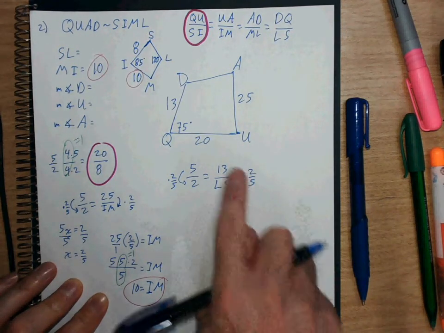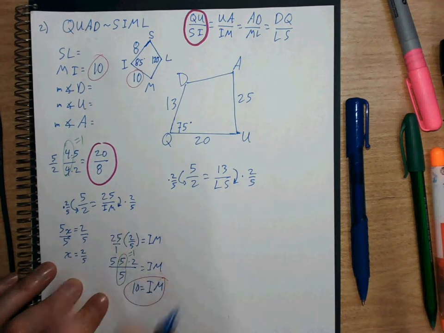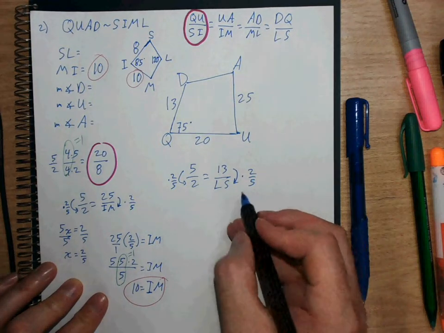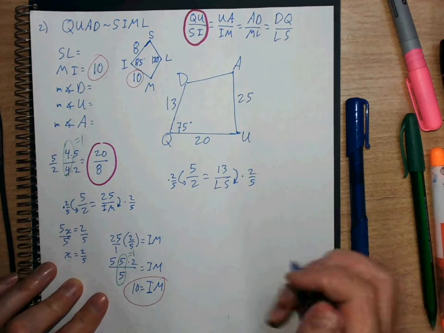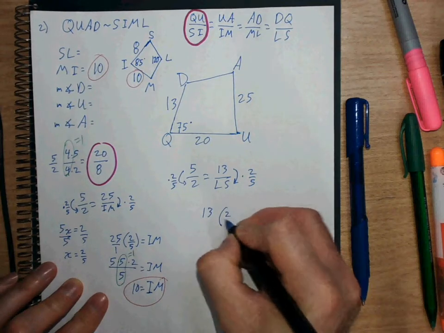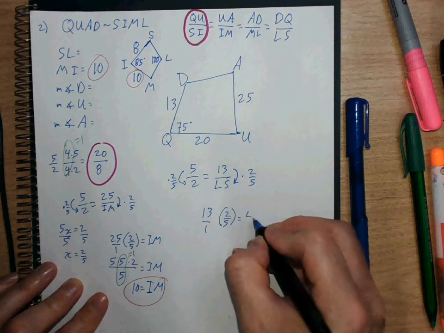Okay, and again, you don't have to solve these proportions this way. In the description, I'll link to my proportion video, and I give a few different ways to solve this. You could solve it a few different ways, but you'll get the same answer. So 13 times 2 over 5 is LS.